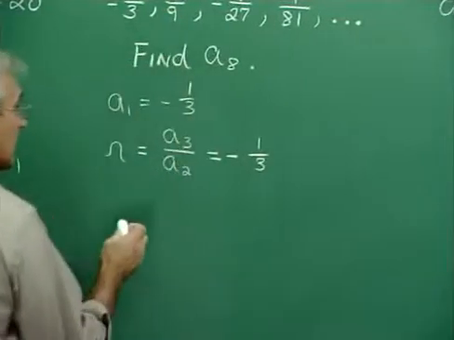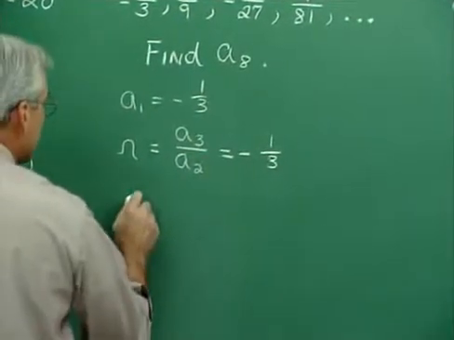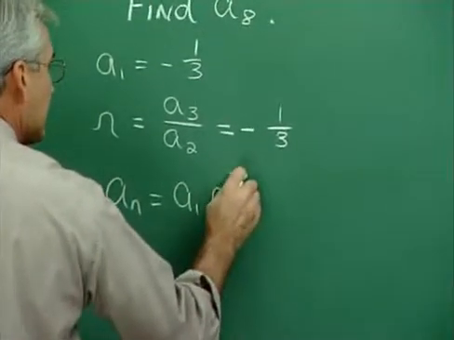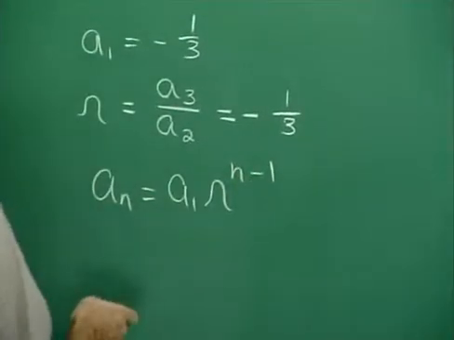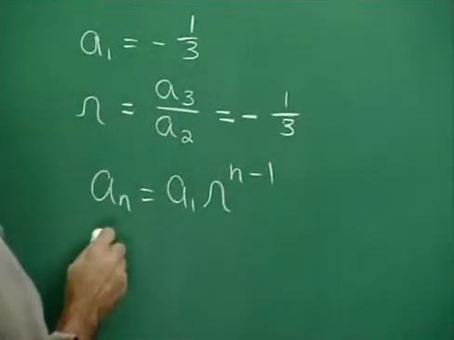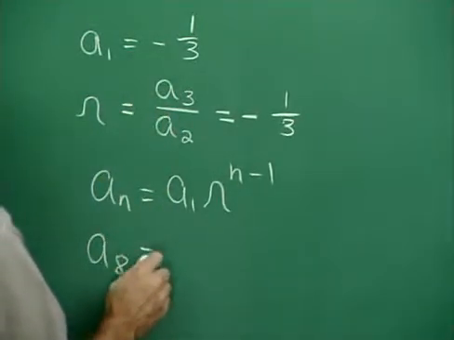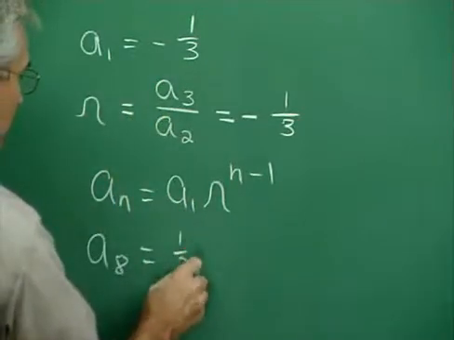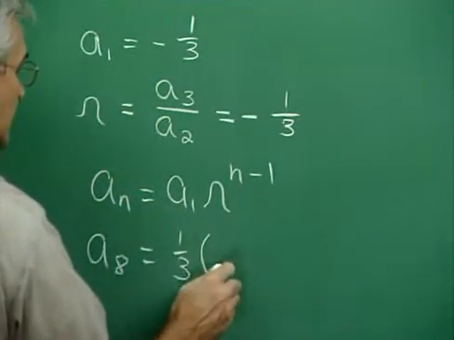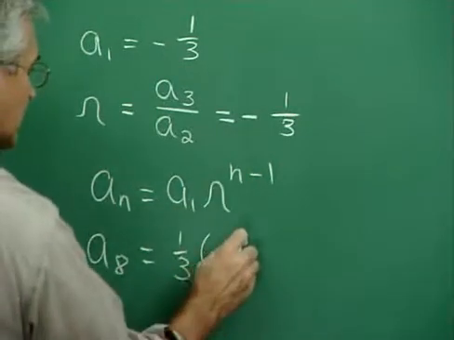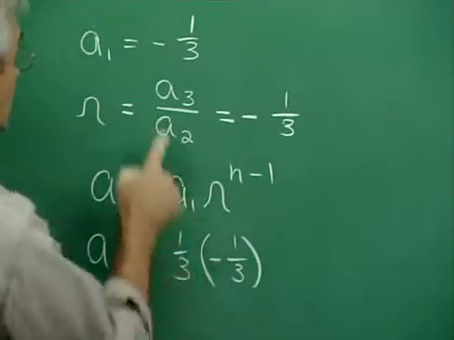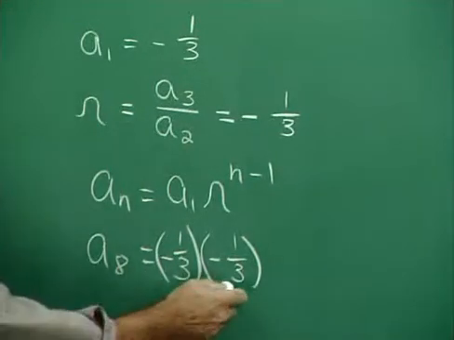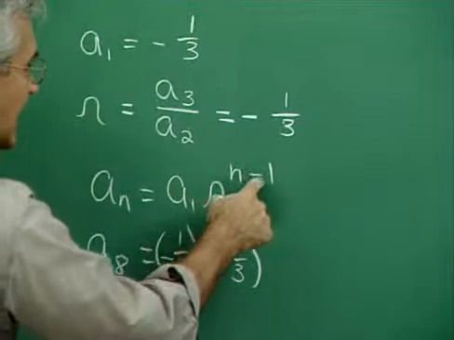So we can write the expression for the nth term. The nth term is first term times r to the n minus 1. And away we go to find the 8th term, a sub 8. We have all of the information we need. Let's see, the first term from right here is negative 1/3, my bad. The common ratio is negative 1/3, and we want the n minus 1.